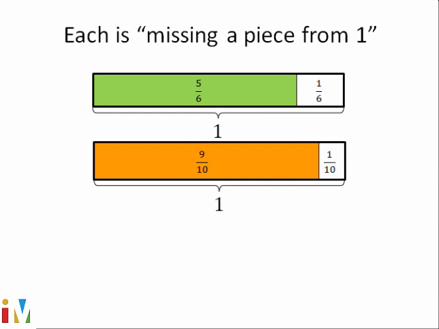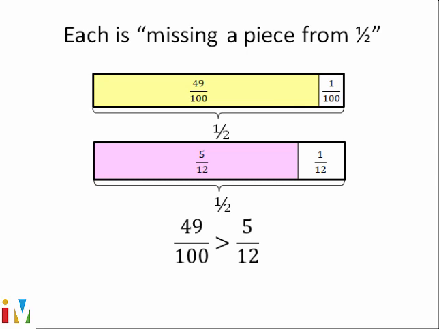Another common strategy is sometimes called the missing pieces strategy. For example, 5/6 and 9/10 are both 1 piece short of a whole. Since 9/10 needs a smaller piece to complete the whole, it is greater than 5/6. A similar argument can be used to compare 49/100ths and 5/12ths, since both fractions are one piece short of 1/2. Notice this strategy requires students to be very adept at comparing unit fractions. In general, students who use these different strategies to compare fractions possess a strong fraction number sense.